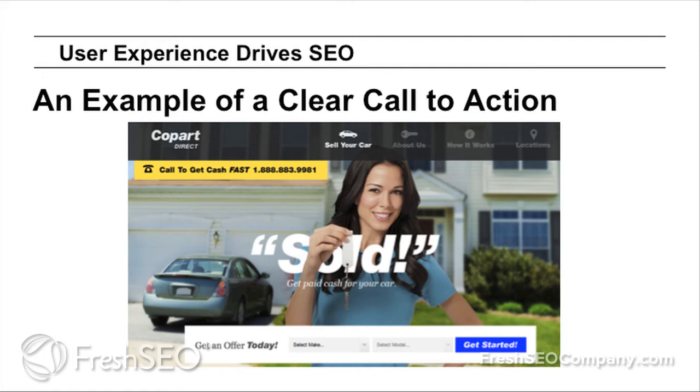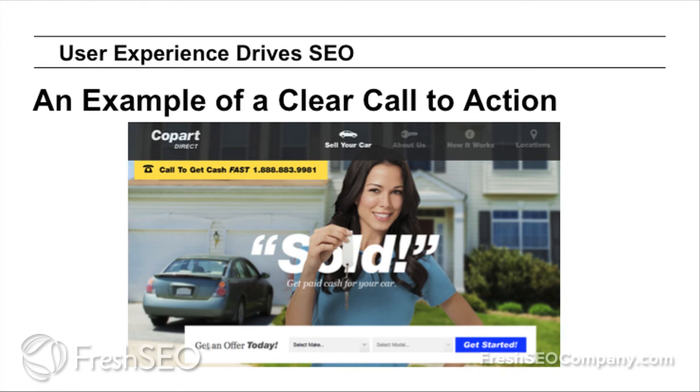And this is a good example of 2 calls to action. So clearly at the top, they have a call to action for their phone number, and they're telling you, call to get your cash fast. So they're telling you exactly what you're going to get when you pick up the phone. You're going to get fast cash. That's what you have to tell people. You have to be very upfront with them.